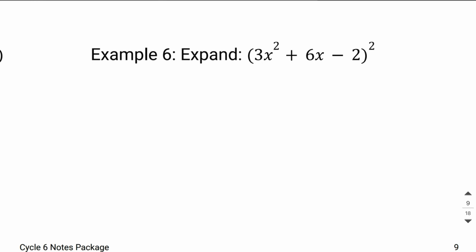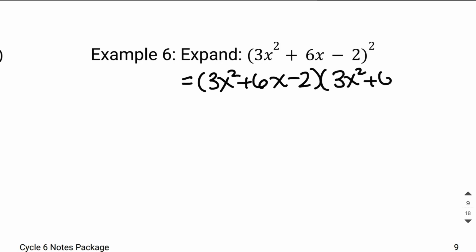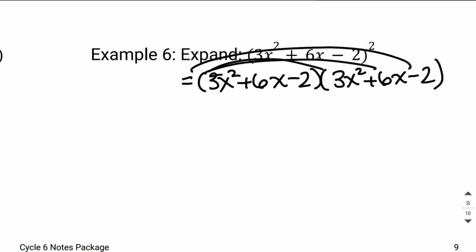All right, in our last example, it asks us to expand this, but this whole thing is being squared, which means that I have to write this out as follows. But if I write this out like this right here, then I need to make sure that I distribute the 3x squared to everybody, the 6x to everybody, the minus 2 to everybody.